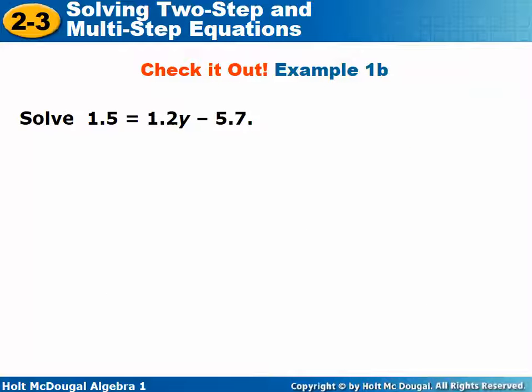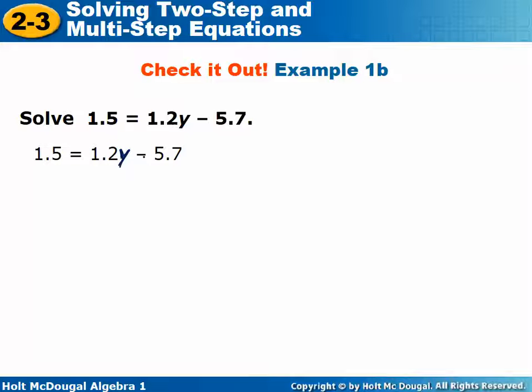Here's one with decimals, so it looks a little harder, but it's really not, as long as you have your calculator handy that you can double check your math with. So here we have 1.5 is equal to 1.2y minus 5.7. So here's the y. What's being done to the variable? It's being multiplied by 1.2, and then 5.7 is subtracted.